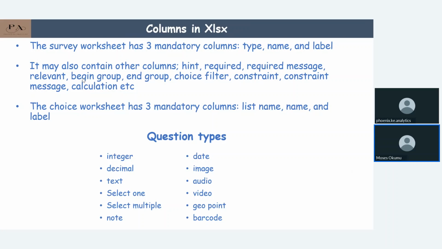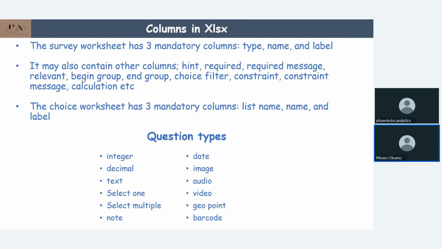For instance, if I say I only want to collect information for children below 5, and then you enter the age of a child as 6, you've already violated the rule. So the constraint message will tell you, kindly only key in children of age below 5, or kindly enter only children above 5, and so on, as per your preference.